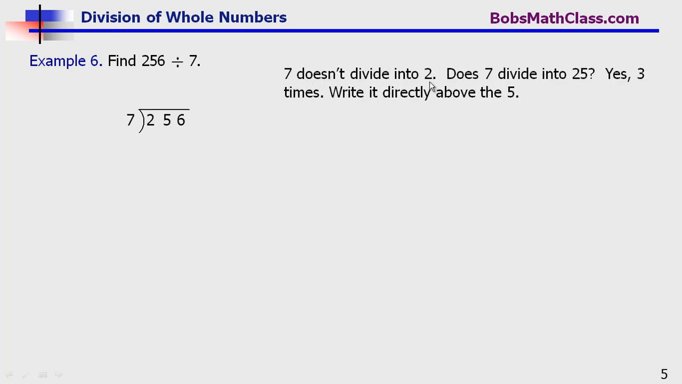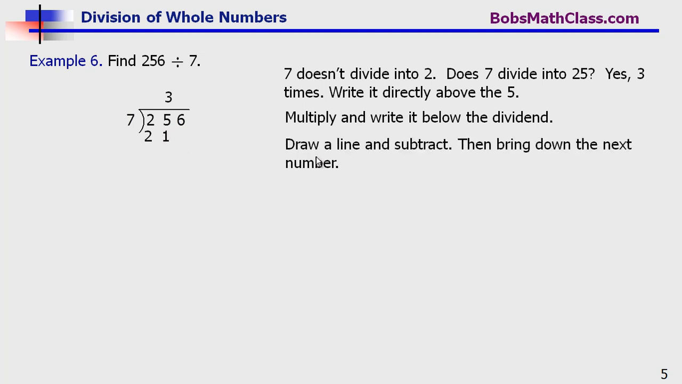So we wrote a note. 7 doesn't divide into 2. Does 7 divide into 25? Yes. 3 times. Write it directly above the 5. So the 3 is going to go directly above the 5. Now multiply that and write it below the dividend. So 7 times 3 is 21, so we're going to write it below this 25. Then we're going to draw a line and subtract. So draw a line under the 21, subtract, then bring down the next number. So we subtract, 5 minus 1 is 4, and now bring down the next number, which is 6.